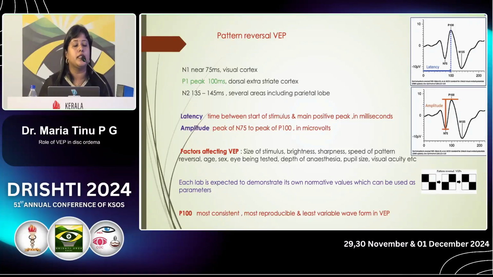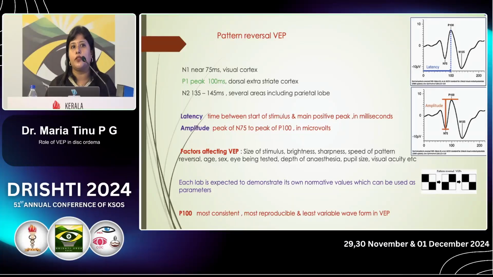Because of age, we can see the prolongation of VEP latency. Then sex, females have more amplitude. The eye being tested, the right eye has more amplitude. And depth of anesthesia, you should use light anesthesia in children. Then pupil size, we should test in an undilated pupil.